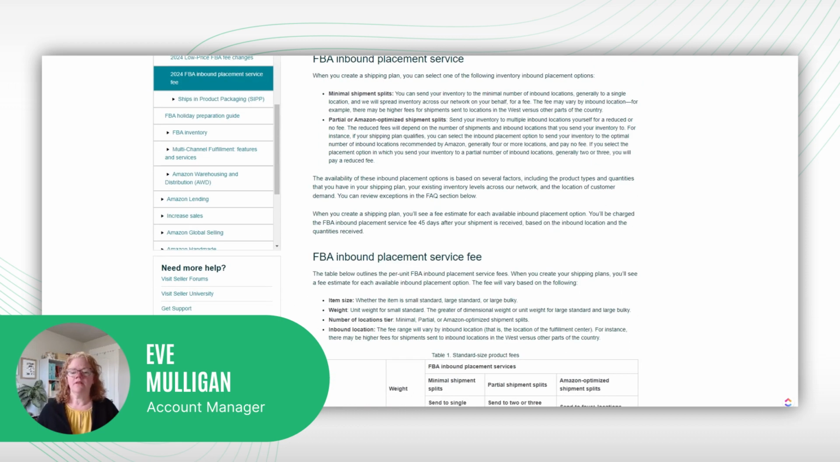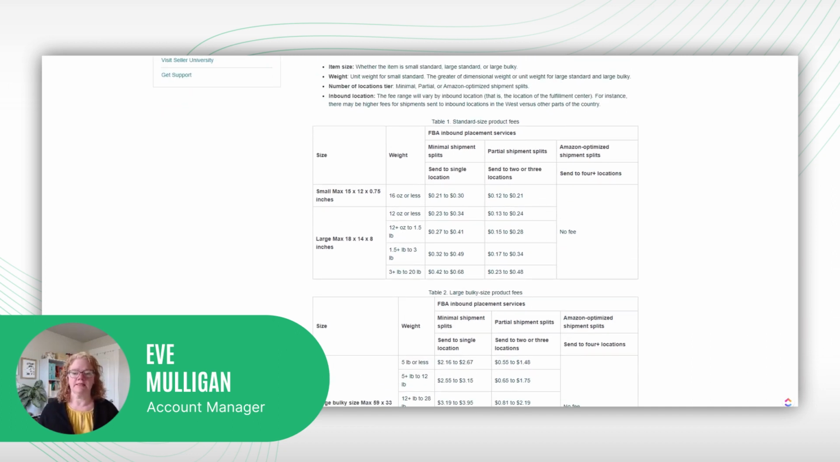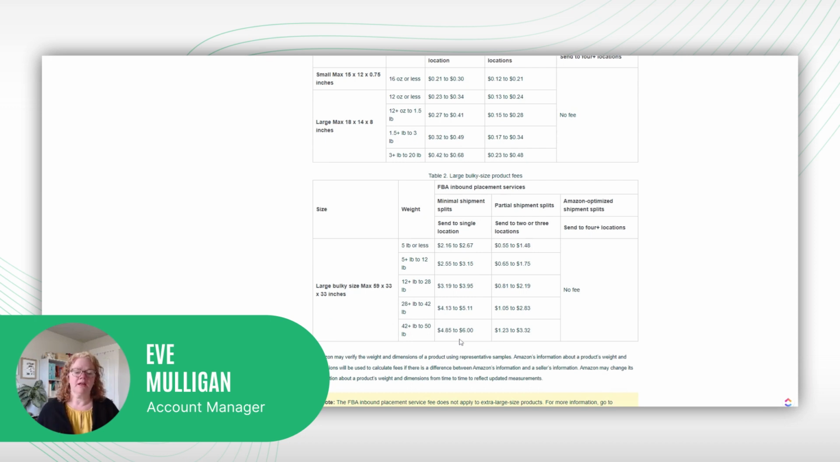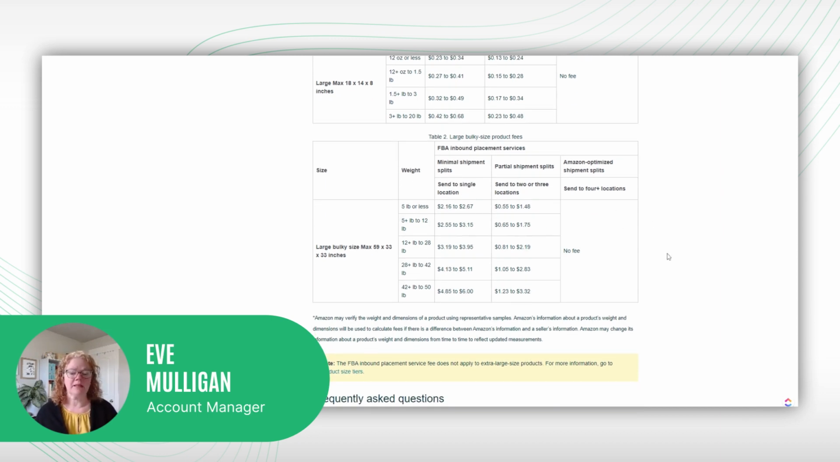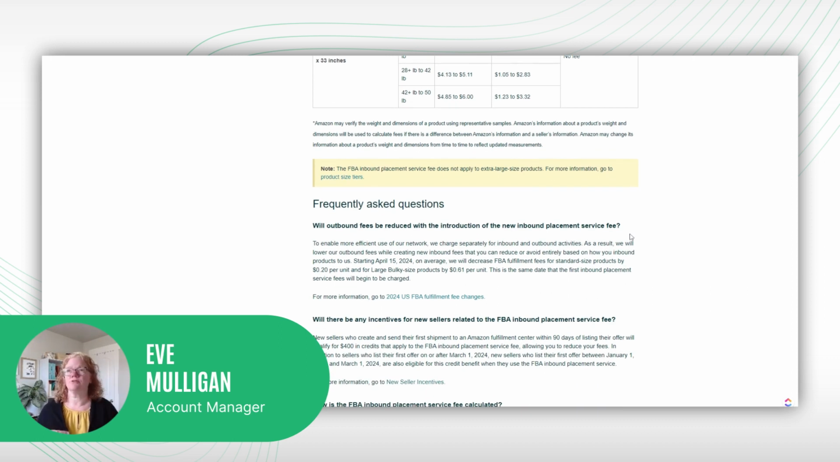Be aware that this is happening. Notice the differences between sizes. Small packages, 21 cents to 30 cents to send to a single location. If you're talking something big, bulky, oversized, it could be upwards of $6 a piece. Depending on your profit margin, these really make a difference. It's important to read over this and know how this impacts your bottom line. I'm hearing from a lot of sellers that they've seen their inbound total cost to ship inbound double. That is so much.